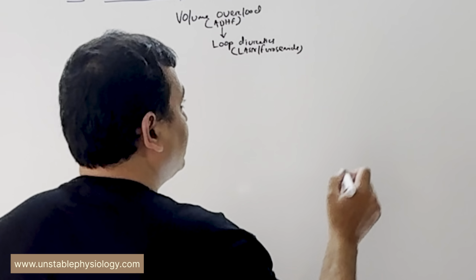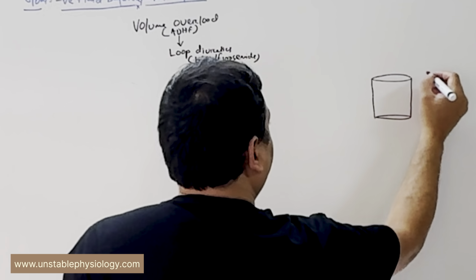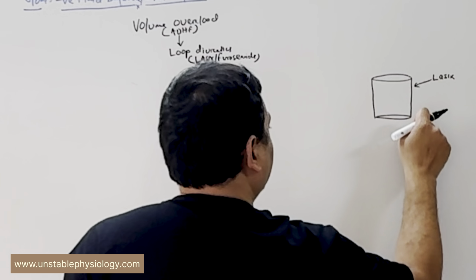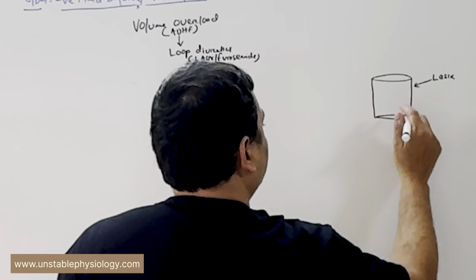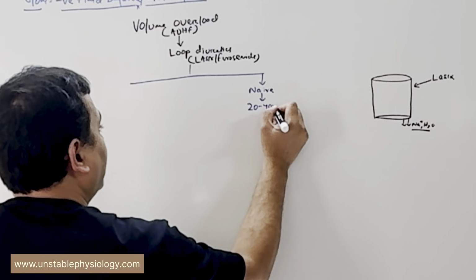So let us draw a diagram here. So this is our loop. So we are giving Lasix. Lasix will work here in the loop and cause sodium and water loss, causing both sodium balance to be negative, water balance to be negative. So how to give this Lasix? Suppose a patient is Lasix naive or diuretic naive. In that patient, we need to give 20 to 40 milligram IV to start.